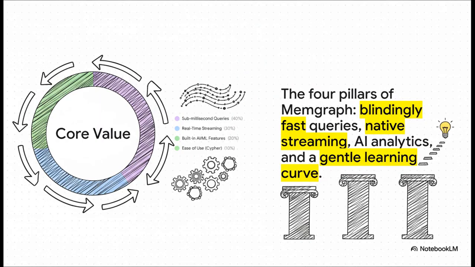So if we boil it all down, what's the core value? It really stands on four pillars. First, the absolutely blistering speed of its queries. Second, its natural ability to drink from the fire hose of live streaming data. Third, all those built-in AI analytics. And finally, the fact that you can actually learn to use it without a massive headache, thanks to Cypher. All that together is what makes it such a powerful tool in a modern setup.